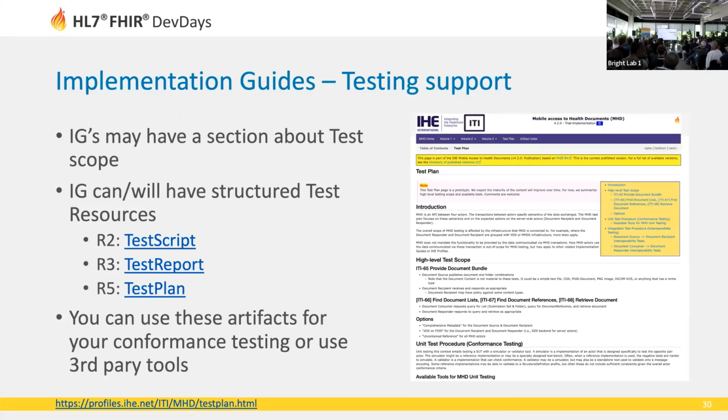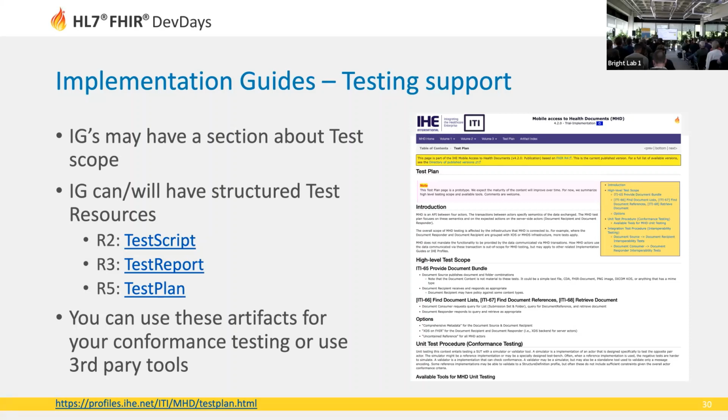Coming a bit more to testing, an implementation guide may also provide a section about test scope. In this example implementation guide, they just described it a bit on a high level, what kind of testing you could do and what kind of test tooling is available, but FHIR itself supports also testing conformance resources, and they can also be supplied with an implementation guide.